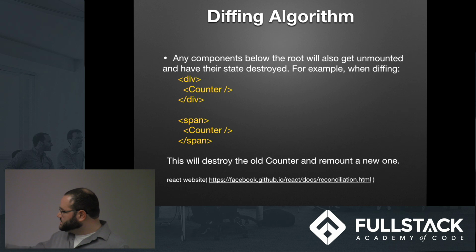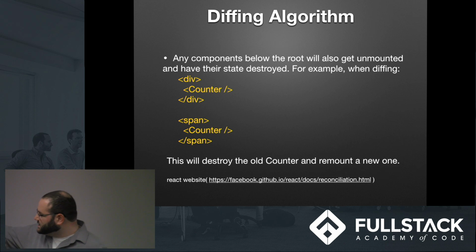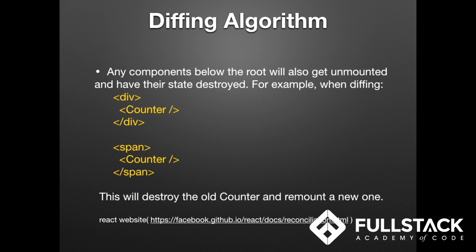So another example here, these are straight off the React website. So in this instance, the div and the span are two different things. So it will actually unmount, destroy the counter and create a new one. This is what you don't want because this is relatively slow. So if you want to keep your app fast, keep this in mind.